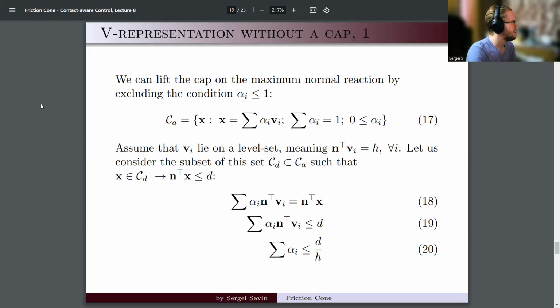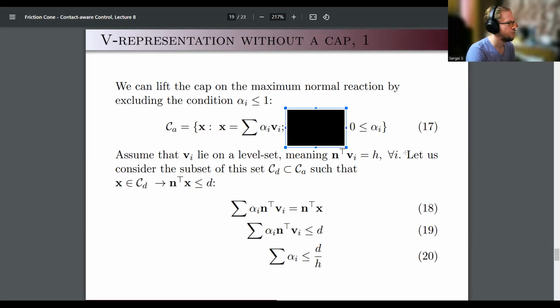Yeah, I think you're right. That's a mistake on my part. We should get rid of this also. It should just be alpha bigger than 0. Yeah, I think that's the correct answer. Okay, I'll double check it after this lecture, but I think that's correct.